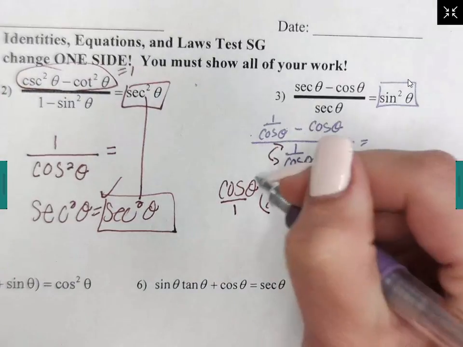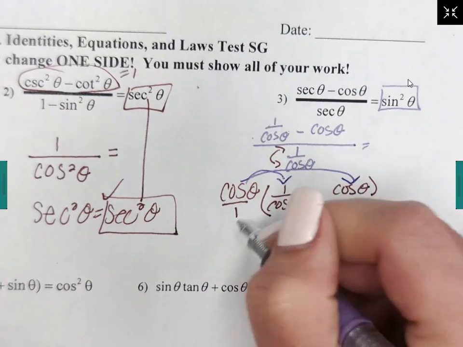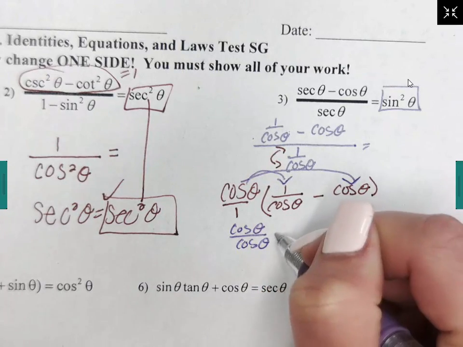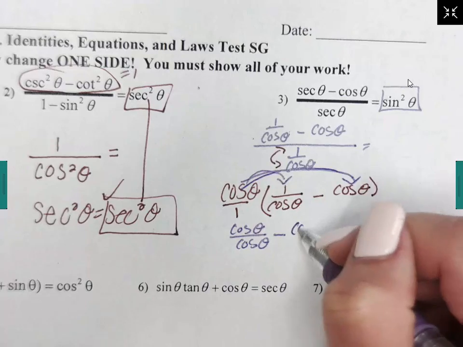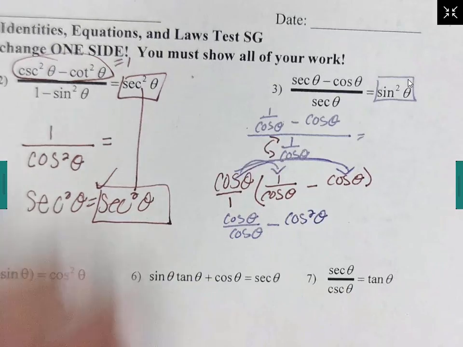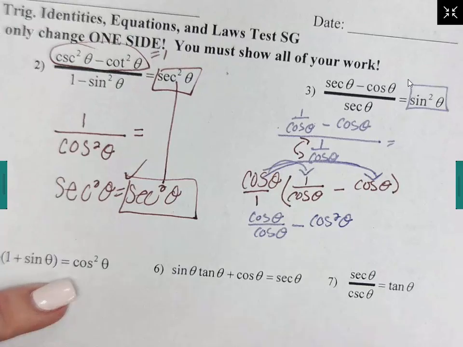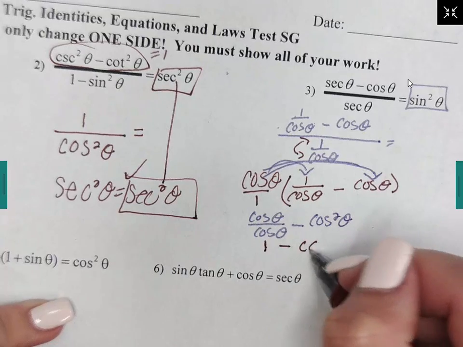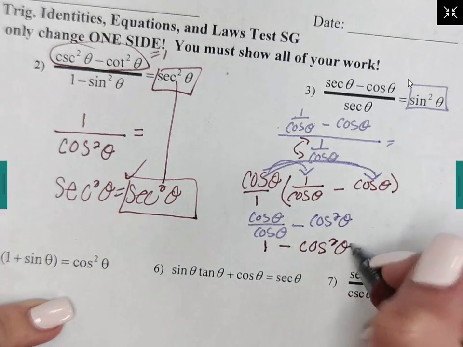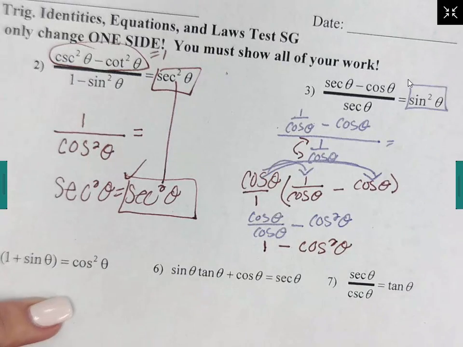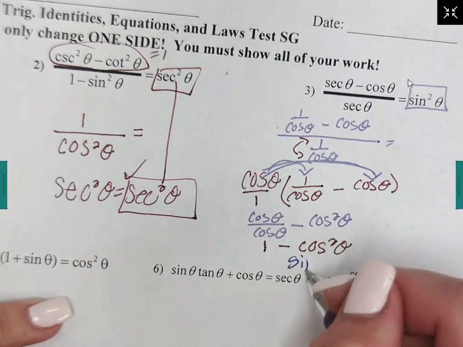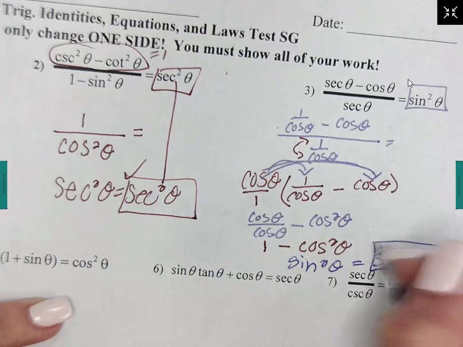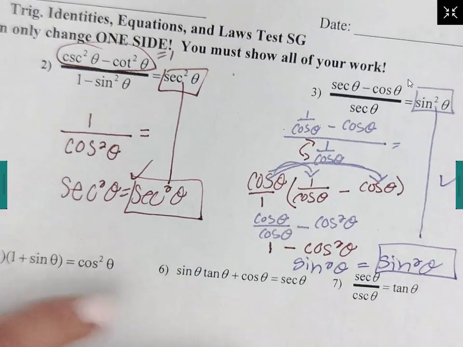All right, when I distribute this here, that gives us the cosine of theta divided by the cosine of theta minus cosine squared of theta. Anything divided by itself is 1. So that gives us 1 minus the cosine squared of theta, which we know is equal by the Pythagorean identity to the sine squared of theta. And sine squared of theta is exactly what we wanted our left side of our equation to be equal to. Are there any questions?